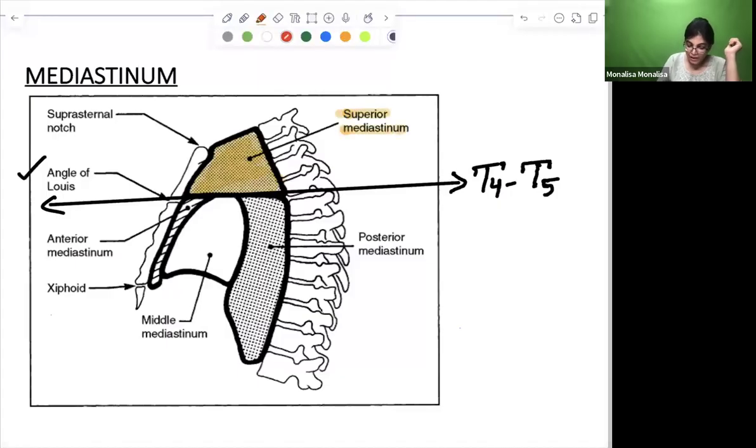The space below, where the pericardium, heart and its great vessels lie, is called the middle mediastinum. Anterior to it we have the anterior mediastinum, and posterior to it the posterior mediastinum. So overall the mediastinum is divided into superior and inferior mediastinum, and the inferior mediastinum is further divided into 3 parts: anterior, middle and posterior.